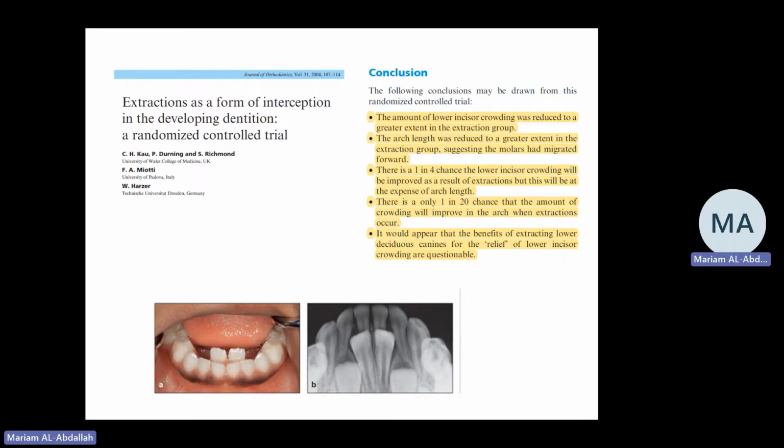In the short run, they found that there was a relief of crowding of the lower labial segment. But after a 2 year review, they found out that the crowding was actually only shifted to the buccal segment and the overall length of the arch was reduced, which means in the long run, this procedure is questionable. So it's not recommended. You don't need to extract the C's in the lower labial segment to relieve mild crowding, because as we said, this is considered normal physiological development. Okay, more than that, you just need to wait for the incisors to erupt, and then you can manage the crowding using, for example, leeway space or other methods.